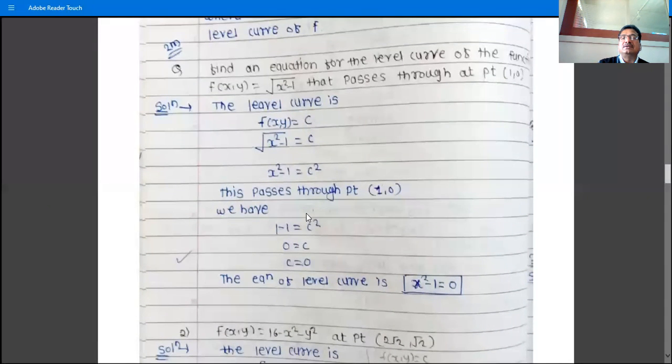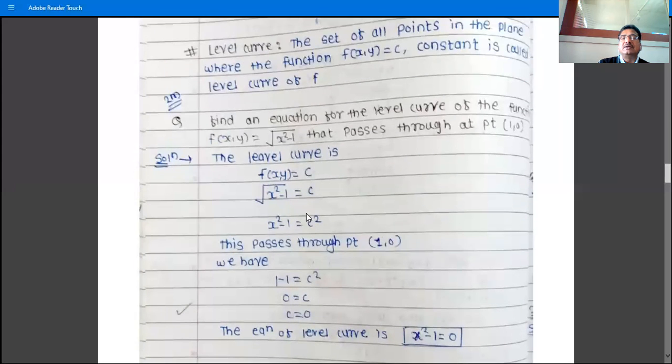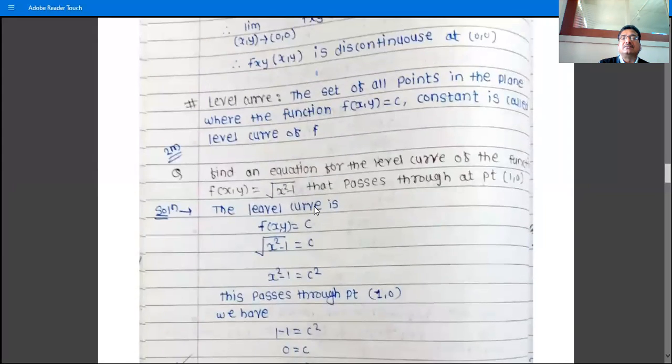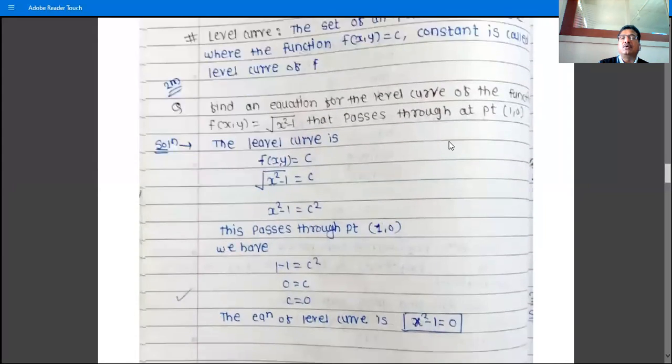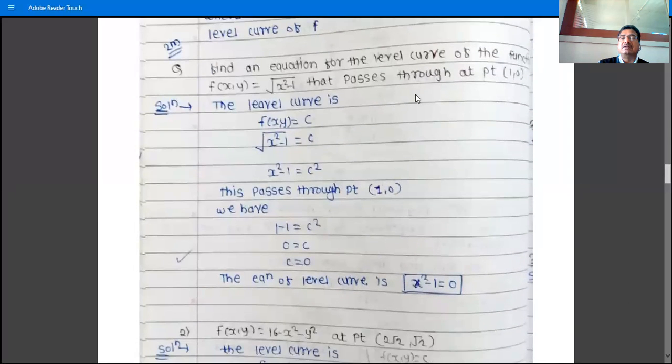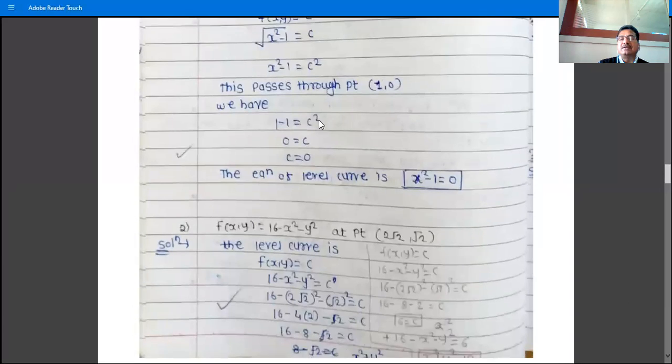So these are very simple problems, problems for 2 marks, and these are actually the problems from the first chapter. So find the level curve. The question is what? Find the equation for the level curve. So level curve is what? The function is equal to constant, and find the value given that the curve passes through the point (1, 0). That is, this (1, 0) satisfies the equation, and this gives c is equal to 0.